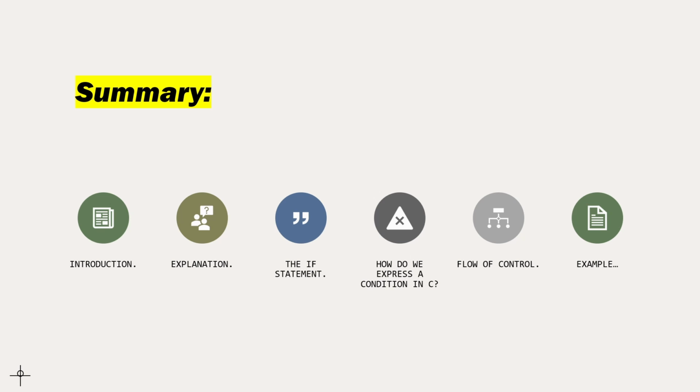So I'm going to summarize what I have described in this video. We explained what decision making is in the introduction part, and I explained how decision making works in C. I explained several types of decision making statements, and then the if statement. Then we got a question: how do we express a condition in C? We resolved that question, and then explained the flow of control of the if statement, and then explained with an example.